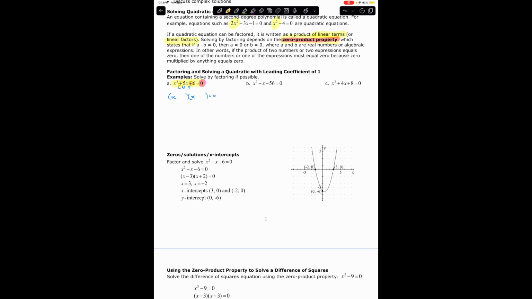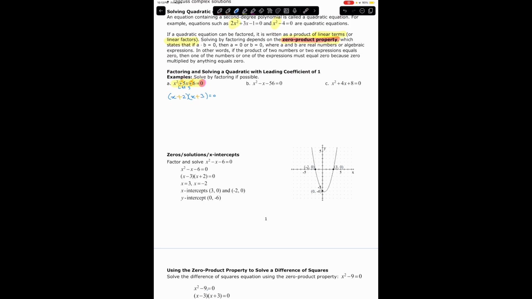When the last term sign is positive, both numbers have the same sign, and that sign is the sign of the middle term. So both of them are positive. I'm thinking about two numbers whose product is 6 and which add up to positive 5. Those two numbers are 2 and 3.